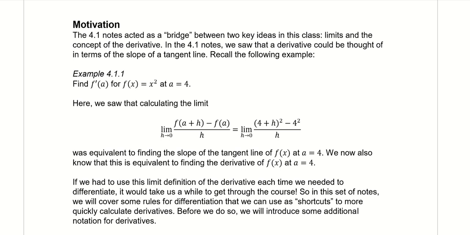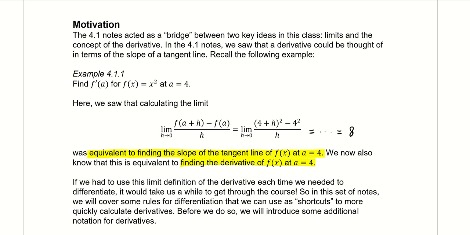And the way that we did this in the 4.1 notes is we used the limit definition of the derivative. So we used this expression. There's that similar expression, expression number 2, that we talked about as well. Basically, this is how we calculated that derivative. We did our work here, and eventually we saw that this ended up being 8. And the important thing is that this is equivalent to finding the slope of the tangent line at 4, so this is the same thing as finding the derivative at 4.